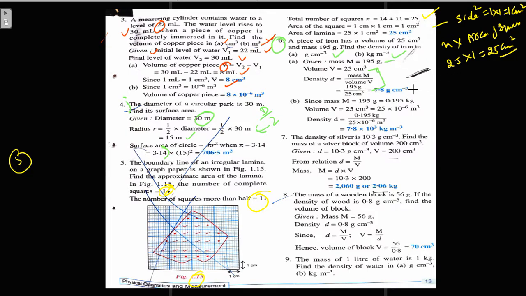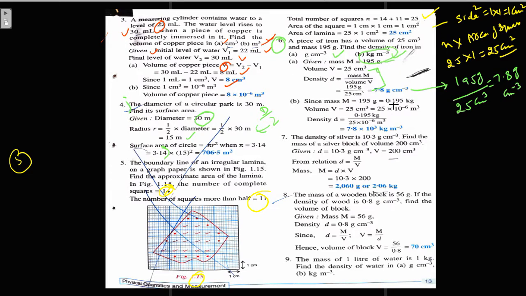Here students, I am going to explain it. 195 gram upon 25 centimeter cube. It would come out to 7.8, right? Gram is here, gram will be here. Centimeter raised to power 3 is in the denominator, so while going above, it will be converted into minus, right? So this is the density. Now he has asked us to find the density in gram per centimeter cube, but he wants it also in kilogram per meter cube.